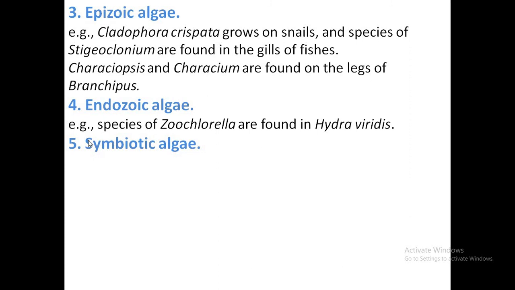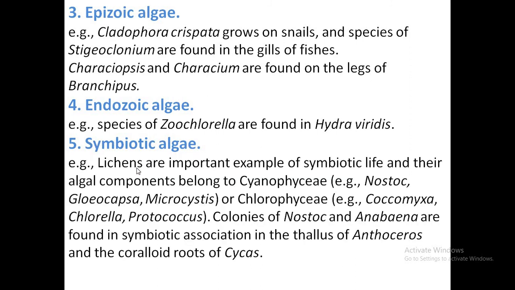5. Symbiotic algae. Several members of Chlorophyceae and Cyanophyceae form symbiotic association with fungi, bryophytes, gymnosperms, and angiosperms. Example lichens are important examples of symbiotic life and their algal components belong to Cyanophyceae, example Nostoc, Chroococcus, Microcystis, or Chlorophyceae, example Coccomyxa, Chlorella, Protococcus. Colonies of Nostoc and Anabaena are found in symbiotic association in the thallus of Anthoceros and the coralloid roots of Cycas.